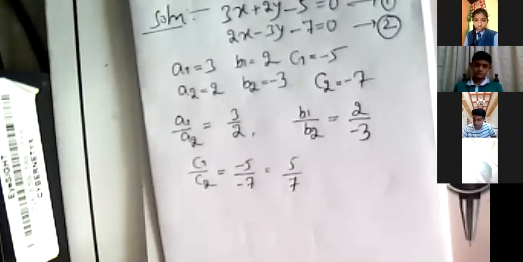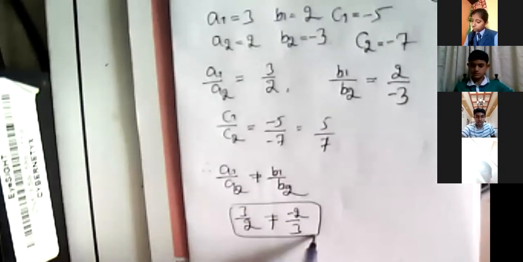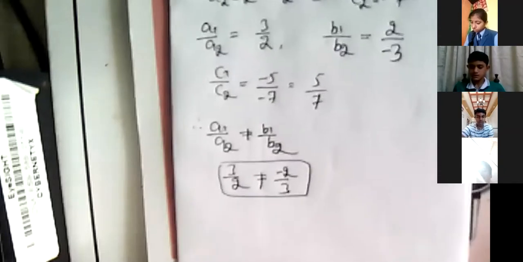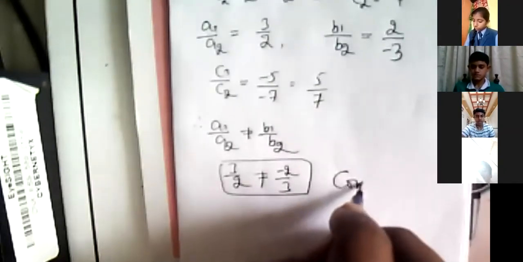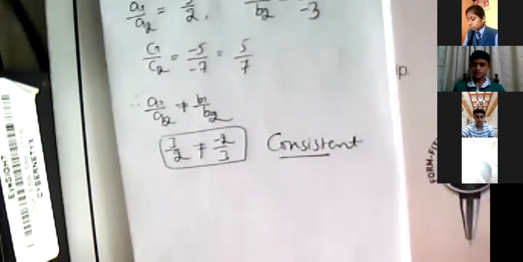Now we have to recall the 3 conditions. The first condition: a1 by a2 does not equal b1 by b2. It is true now. a1 by a2 means 3 by 2 does not equal minus 2 by 3. Therefore it confirms the given equations are consistent. Problem over.